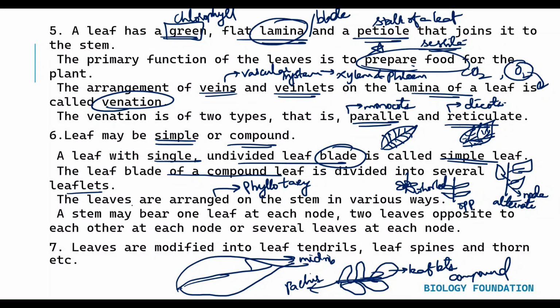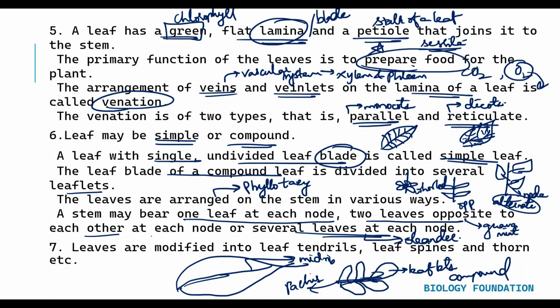phyllotaxy. Okay, so leaves are arranged on the stem. That arrangement of the leaves on the stem is called phyllotaxy. A stem may bear one leaf at each node, or two leaves opposite to each other, as seen in mint, guava. Okay, this alternate phyllotaxy you can find in hibiscus. Okay, then whorled phyllotaxy is also seen. Several leaves at each node is seen in oleander or nerium.